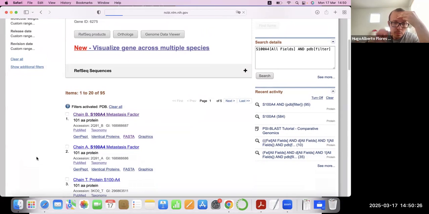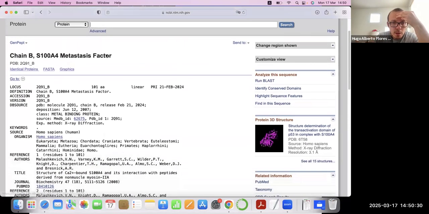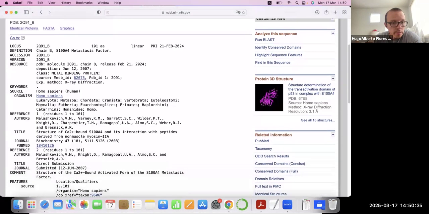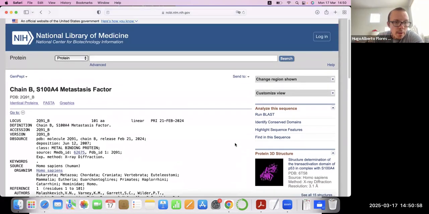When I access it, I can get information about where it was published. There is a reference, the name of the author, the title, and how this protein was reported. In this particular case, since it is contained in the PDB, this is the source, a Homo sapiens, and the method, how the information was collected, and the resolution of the method is 3.1 angstroms.